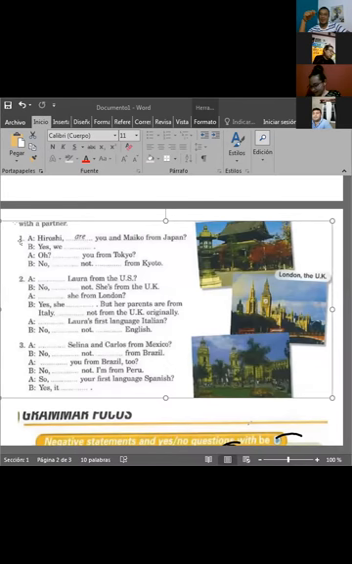Write the answers on your notebook. Solo escriban las respuestas en su cuaderno. Solo número uno, por ejemplo, identifiquen la conversación uno y las respuestas. Conversation two, the answers. Conversation three, and the answers. Okay.